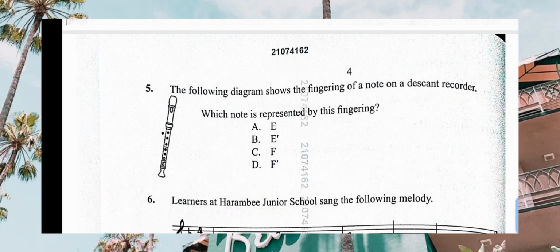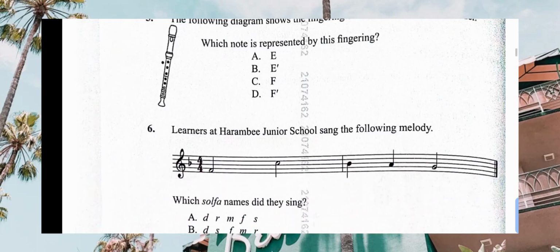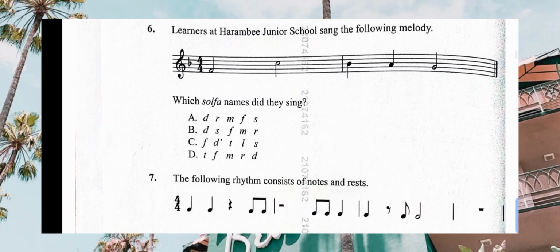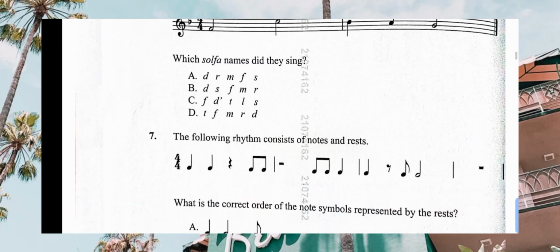Yes, so the correct answer is C, F. Learners at Harambee Junior School sang the following melody. Which solfa names did they sing? They sing the solfa do, re, mi, fa, so. The solfa pattern: the first one is do, then we have re, mi, fa, then so. That is A. The correct choice is A.